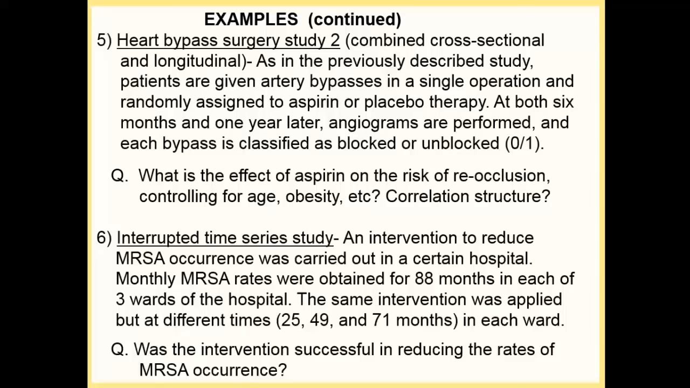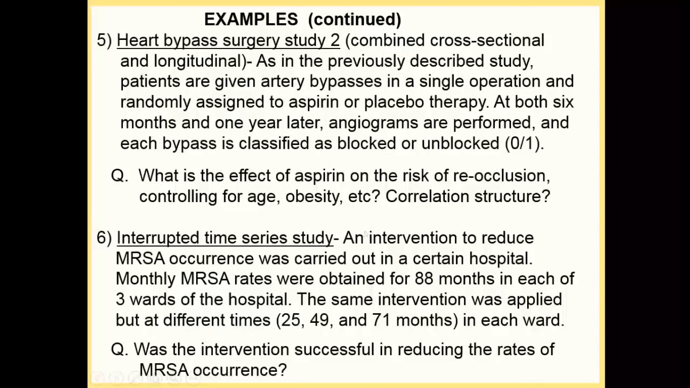This is a combined cross-sectional and longitudinal study. As in the previously described study, patients are given artery bypasses in a single operation and randomly assigned to aspirin or placebo therapy at the beginning of the study. At both 6 months and 1 year later, angiograms are performed and each bypass is classified as blocked or unblocked. What is the effect of aspirin on the risk of reocclusion, controlling for age, obesity, etc., correlation structure? Same question as before. What's the difference now?